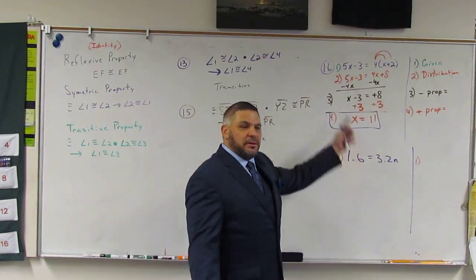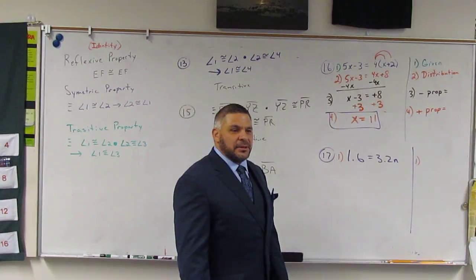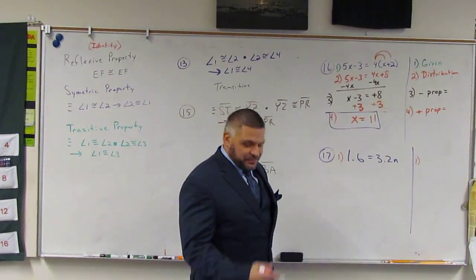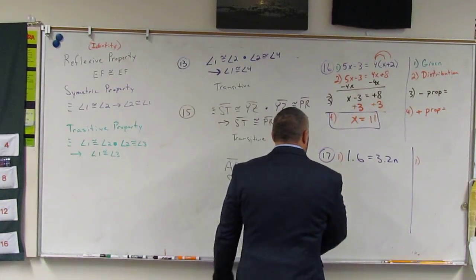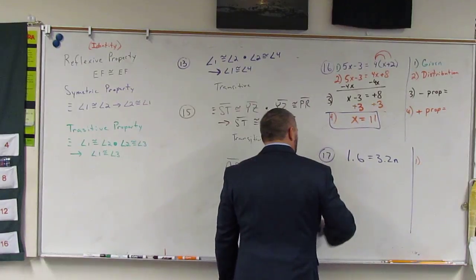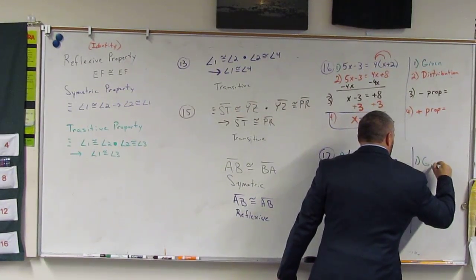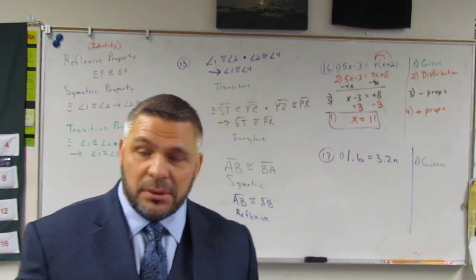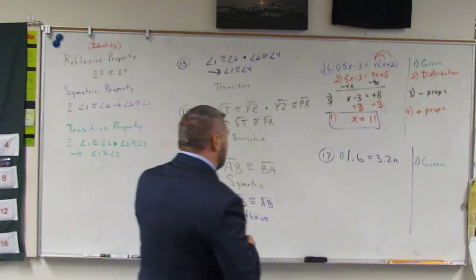Look up above. What's the first step? What was the first step up here? Look at the green color. Think green. Given. Good. That's your first step. Always in a proof. Given. Well, not always, but almost always, right?